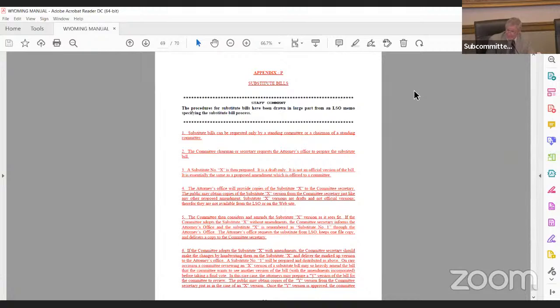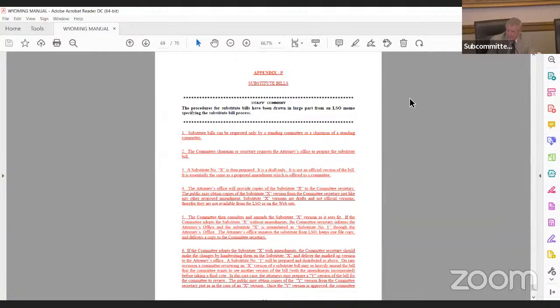Basically, only a chairman or committee can ask for a substitute bill. Then we'll make a sub X, and that's just an amendment. It is published on the website because it's a proposed amendment to the bill, and everybody gets to see that. The committee then works on what the chairman had asked, because everybody is in agreement with what they want. If the committee passes that bill, it just becomes a sub 1 when it comes down. If the committee says, no, we want a lot of changes, we'll do a sub Y to the bill.